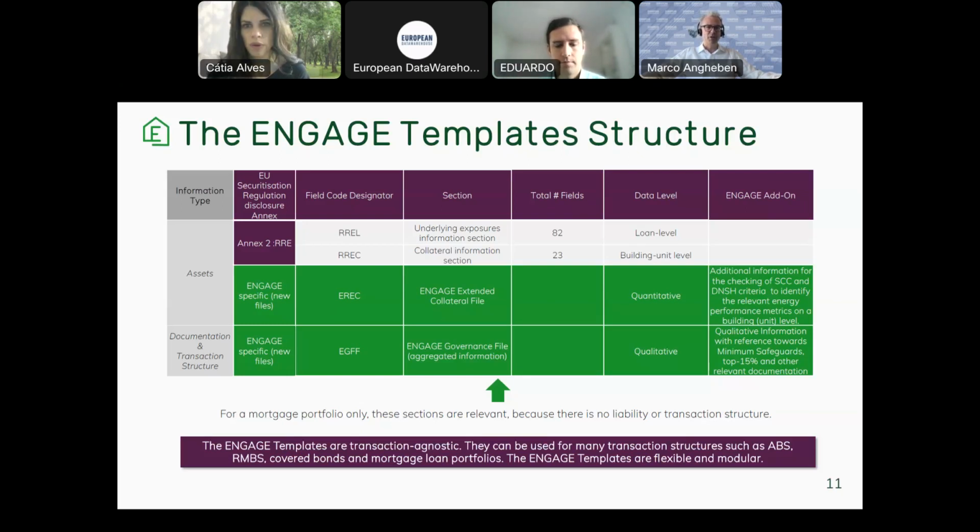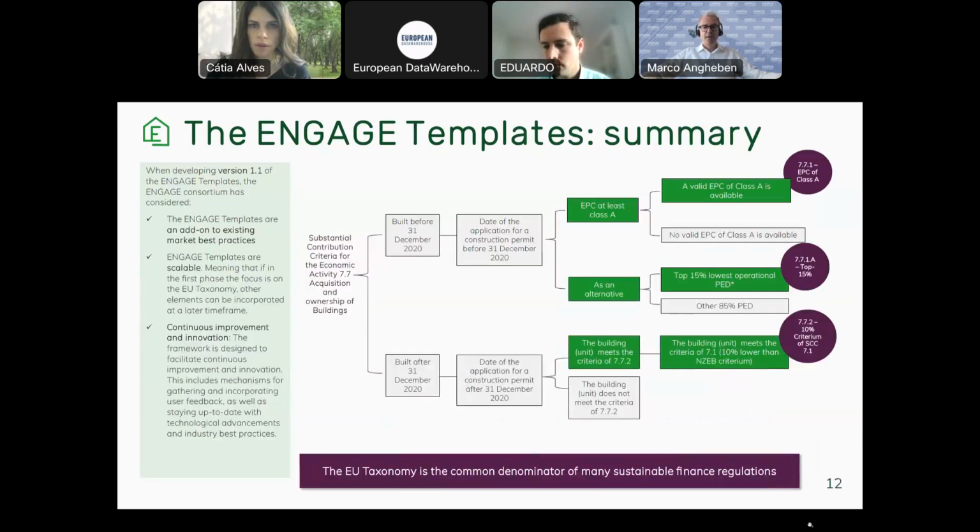What is also very important to stress is that the templates are transaction agnostic. What does it mean? It is basically that the templates can be used not only for asset-backed securities or mortgage, or I should say RMBS, but also for covered bonds and for mortgage loan portfolios. So the templates are flexible in this sense and modular at the same time.